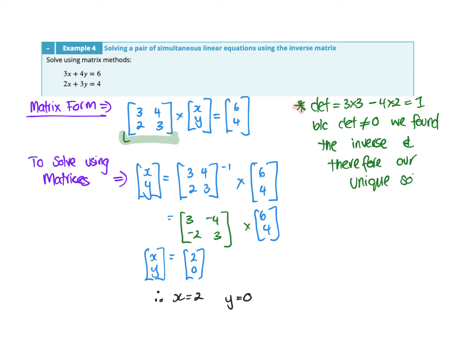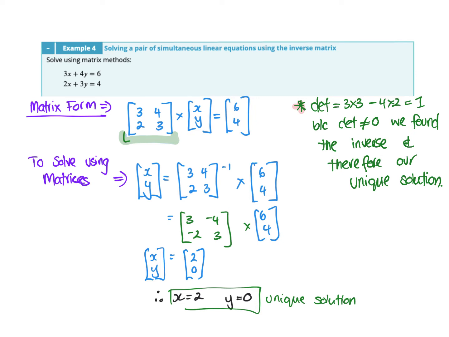So when they talk about that unique solution, this is the unique solution. So if you can solve them simultaneously and you do get an answer, that means you have a unique solution. So that means the determinant must have been a number other than 0.